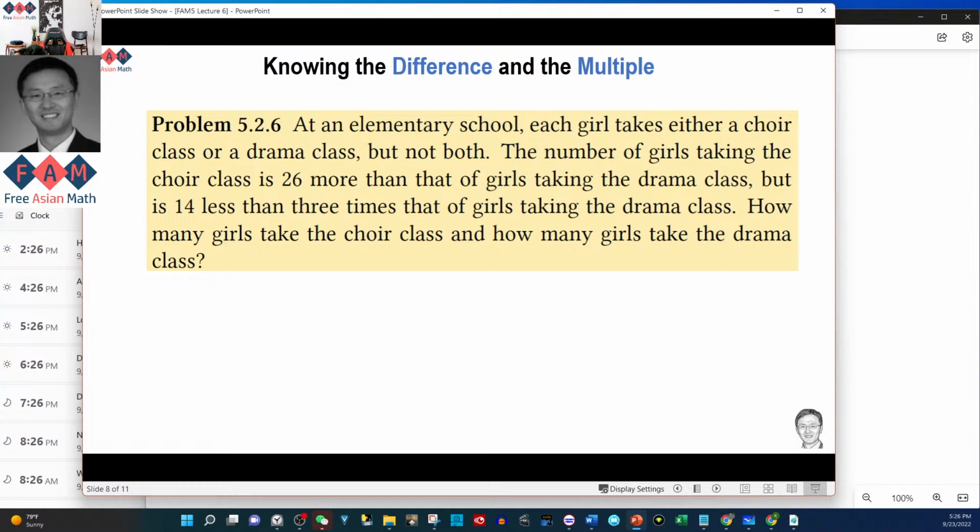But what is the second condition? It's 14 less than 3 times that of the girls taking the drama class. So how do we solve this problem? Well, you first need to recognize what exactly the second statement is about. It's the number of choir class is 14 less. So this is a difference relationship. But less than what? It's not another straightforward number. It's less than 3 times that of the girls taking the drama class.